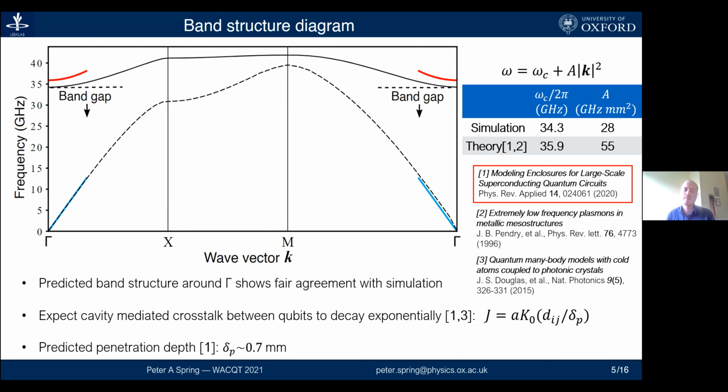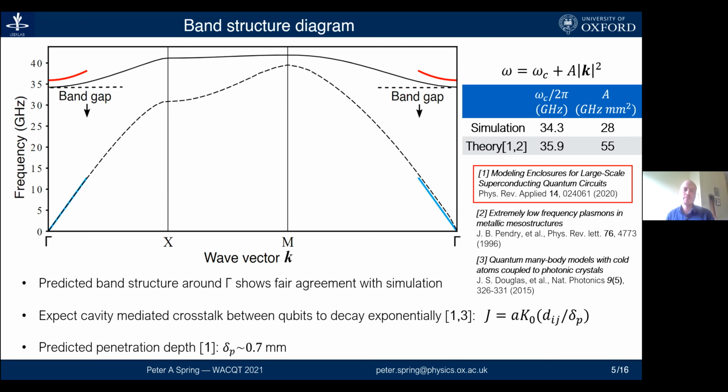And so qubits are going to be deep within this band gap, and their interaction with these cavity modes is going to be suppressed. And the colored lines are showing the predictions for the band structure around the gamma point from some theoretical models. And this is to show that models exist for why this band gap appears. So in particular, this red line is using a plasma metamaterial model. And this doesn't have any free parameters. And it agrees quite well with the simulated cutoff frequency. And it gets the curvature right to within an order of magnitude.